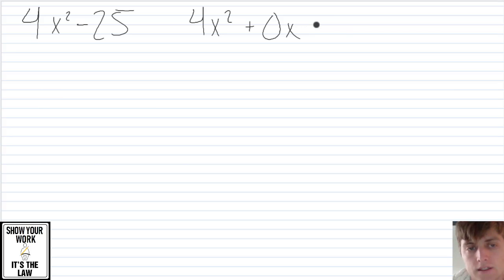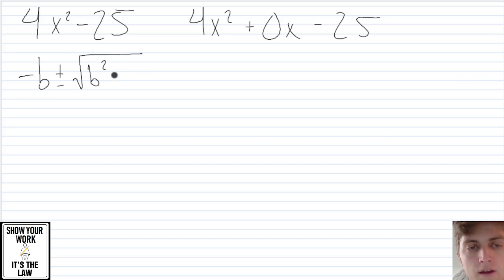Here, 4x squared minus 25. If we write it like this, 4x squared plus 0x minus 25, we see we have 3 terms, but really this one just becomes 0 and disappears because 0 times anything is 0. So we can still use our previous method of the quadratic equation. So once again, that's negative b plus or minus the square root of b squared minus 4ac, divided by 2a.